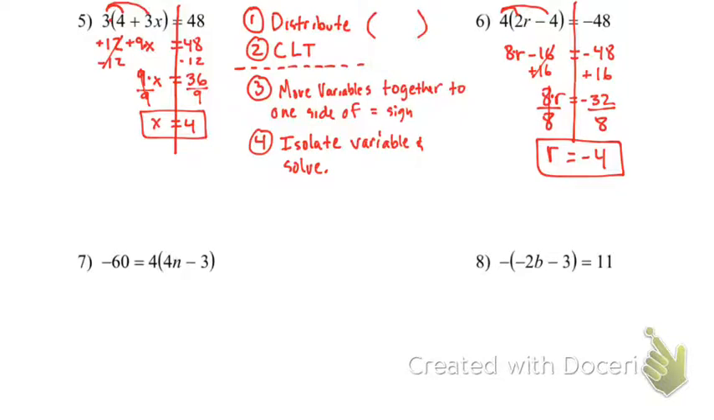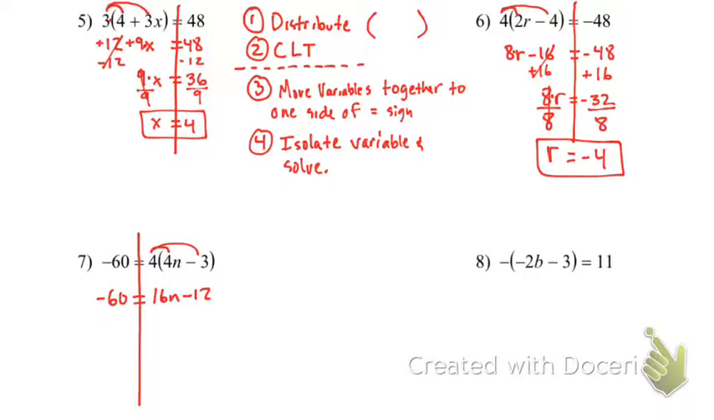Okay, so we're going to go a little bit faster now. We have parentheses, so I need to distribute here and here. So multiply that, 16n minus 12. Bring down the negative 60. So there's nothing to distribute here or combine like terms here. Now we check, do we have variables on both sides? And the answer is no. Now we could just isolate the n.